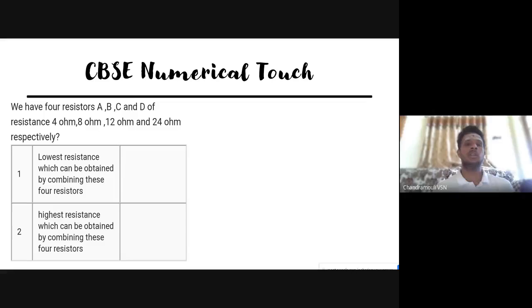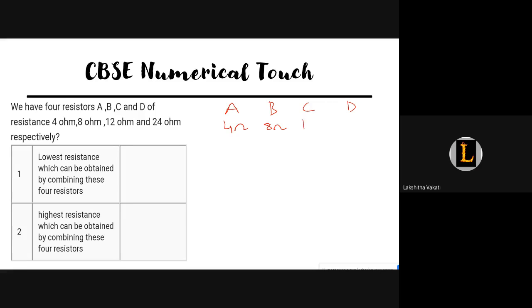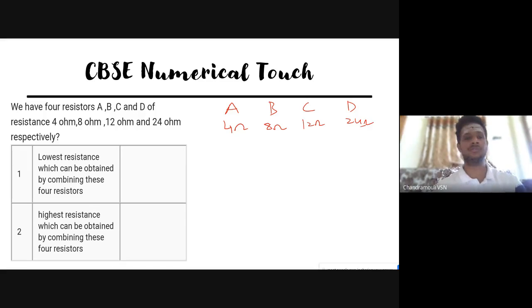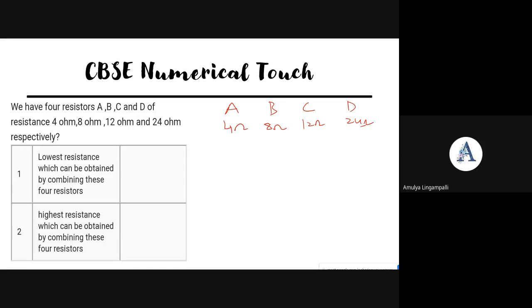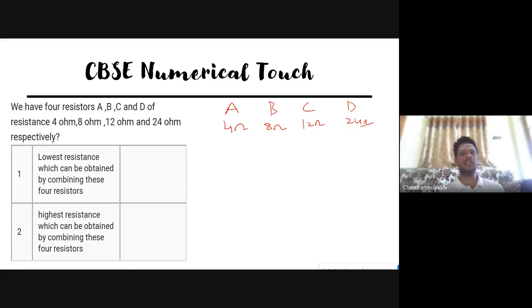Here, so what is given? There are four resistors it seems: A as well as B, C and D. And the values are also given. This is 4 ohms, this is 8 ohms, this is 8, 12, 24. What is the question? The question is: one is to find the lowest resistance which can be obtained by combining these, in which all four are to be used. Am I right, children? Yes, sir. And next we want the highest resistance that can be obtained by combining these again, all four.